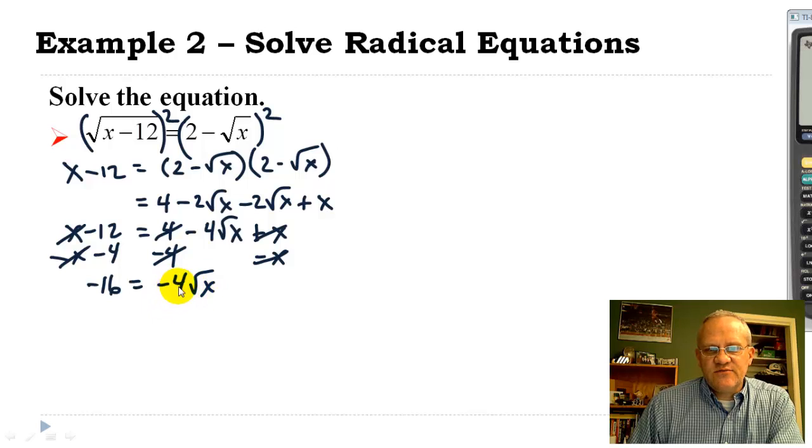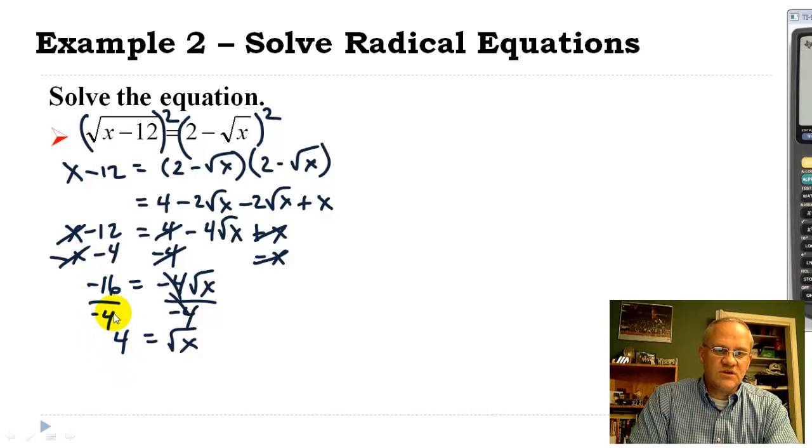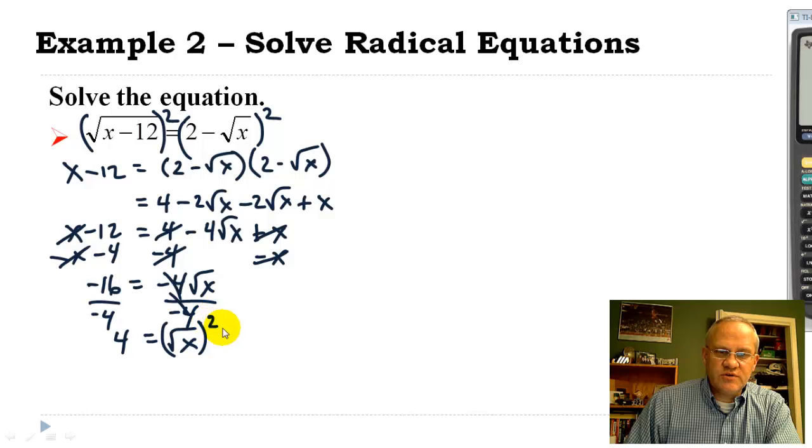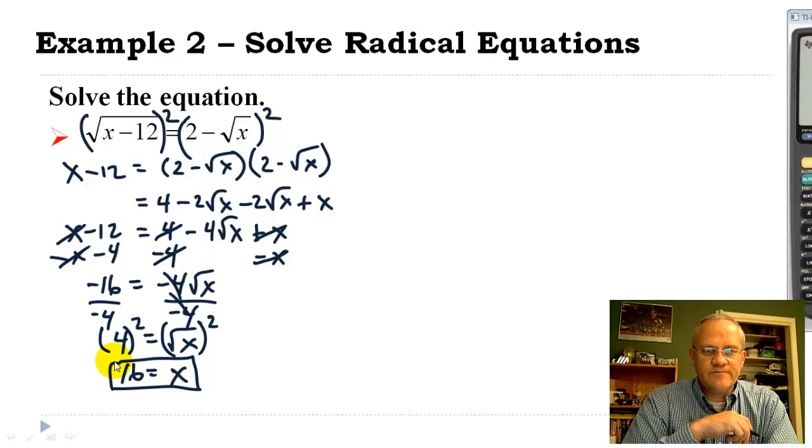So how do I get this negative 4 away from the square root? It's negative 4 times the square root of x, so I divide by negative 4. So I have the square root of x equals 4. Negative 16 divided by negative 4 is 4. And then to get rid of this square root, now I square that. So it looks like we get x equals 16. Is what it looks like, right?